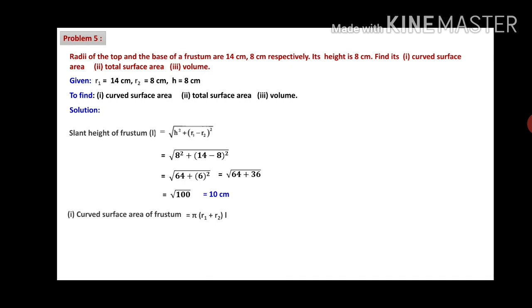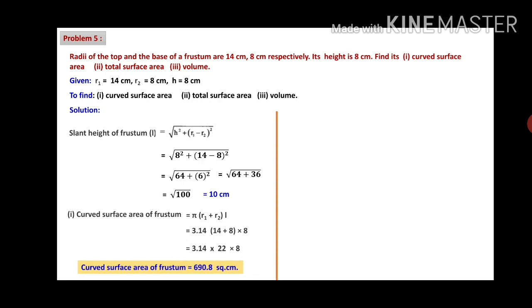So curved surface area of the frustum is pi into bracket R1 plus R2 into L. So 3.14 into bracket 14 plus 8 into 8, which will be 3.14 into 22 into 8. Therefore, curved surface area of the frustum is 690.8 square centimeter.